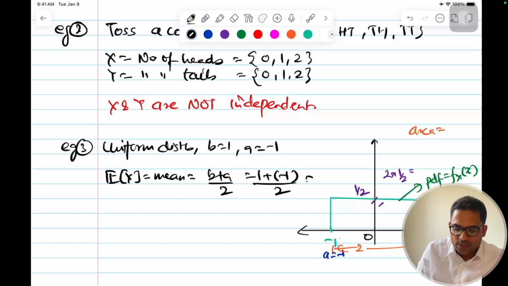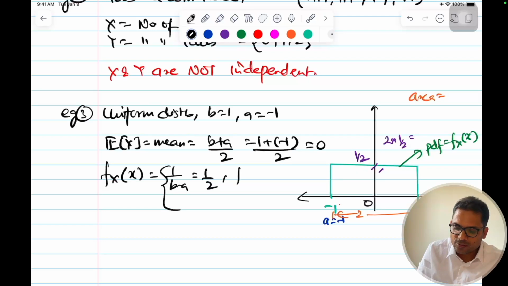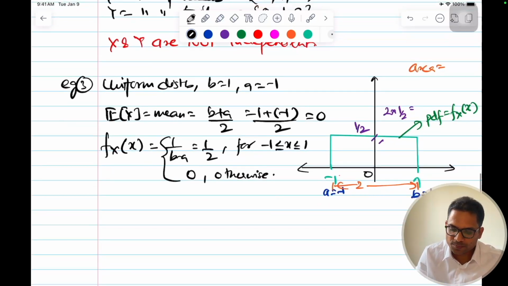1 plus -1 by 2, that will be 0. Okay, so how will we write it? fx of x is equal to 1 by b minus a, that is equal to half for -1 less than or equal to x less than or equal to 1, 0 otherwise. So this is my uniform distribution. Okay, so this is my x.